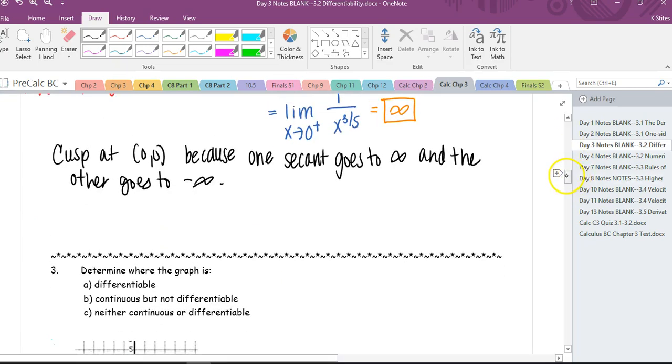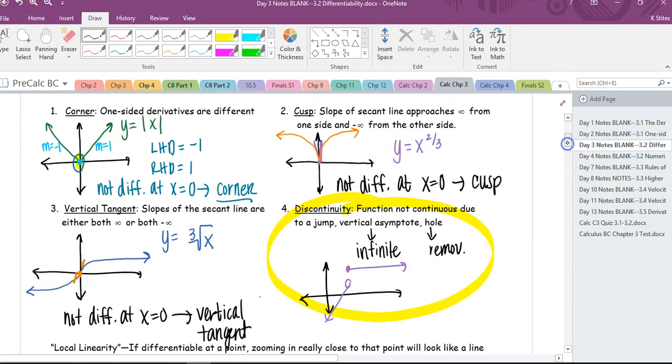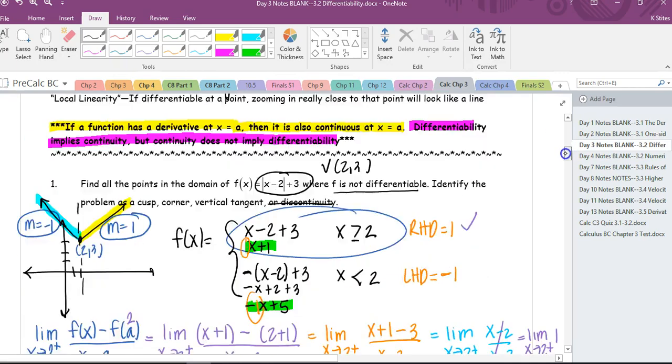All right. Finally, determine where the graph is differentiable, continuous but not differentiable, and neither continuous nor differentiable. Differentiable means where you can take the derivative. We can take the derivative anywhere where one of these things is not occurring. We can't take the derivative at a corner, at a cusp, at a vertical tangent, or any discontinuity. So if any of these locations occur on our graph, it is not differentiable at that point.